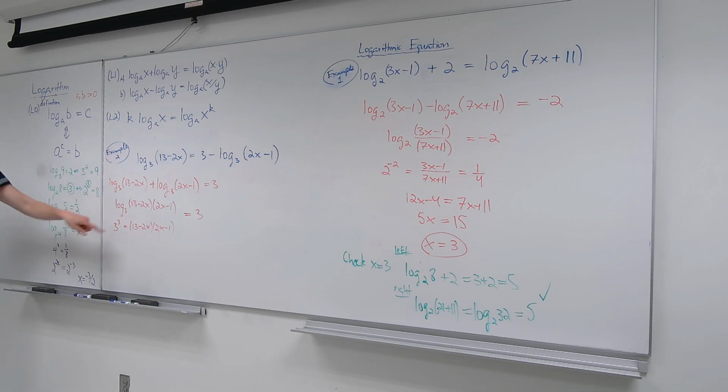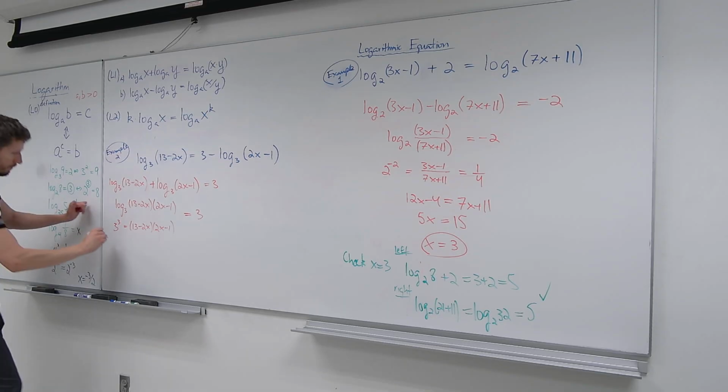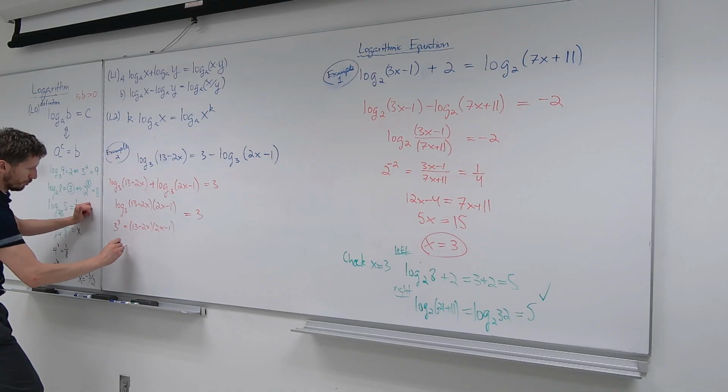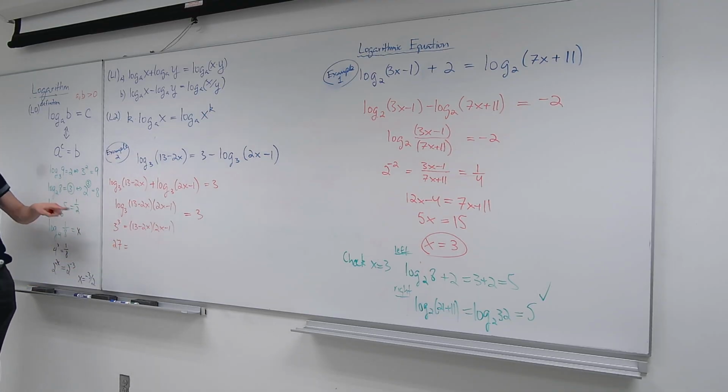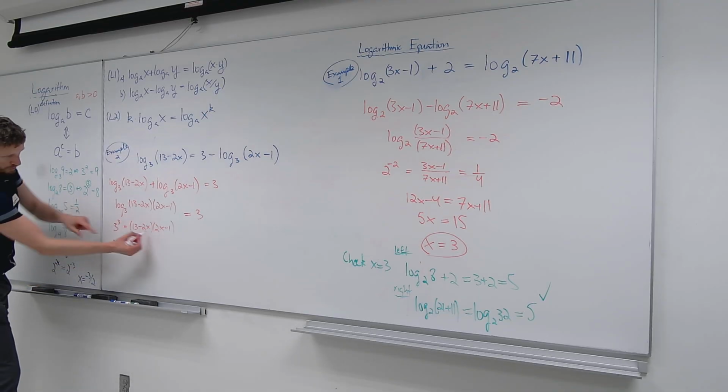Then what's 3 to the third? 3 times 3 is what? Times another 3? What is 3 times 3 times 3? Anyone? 27, right? So 27 is equal to, let's do first, outer and last. What's 13 times 2x? First terms.